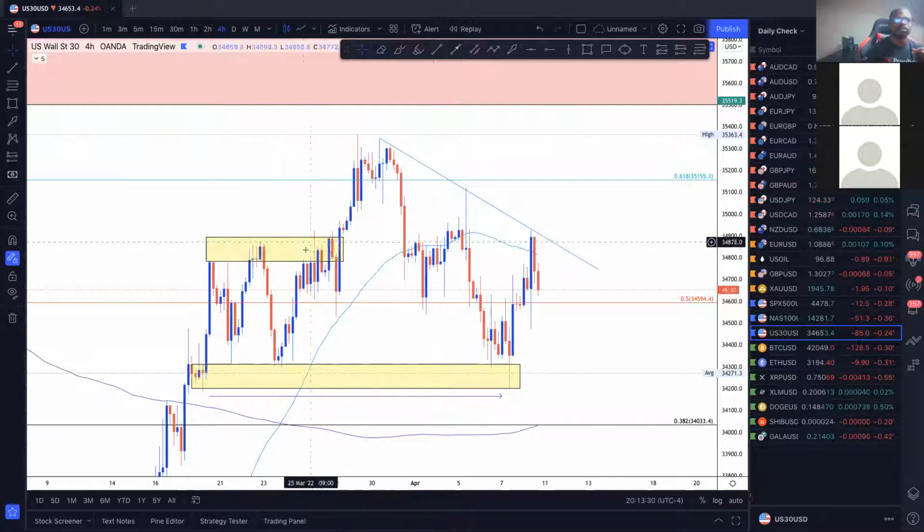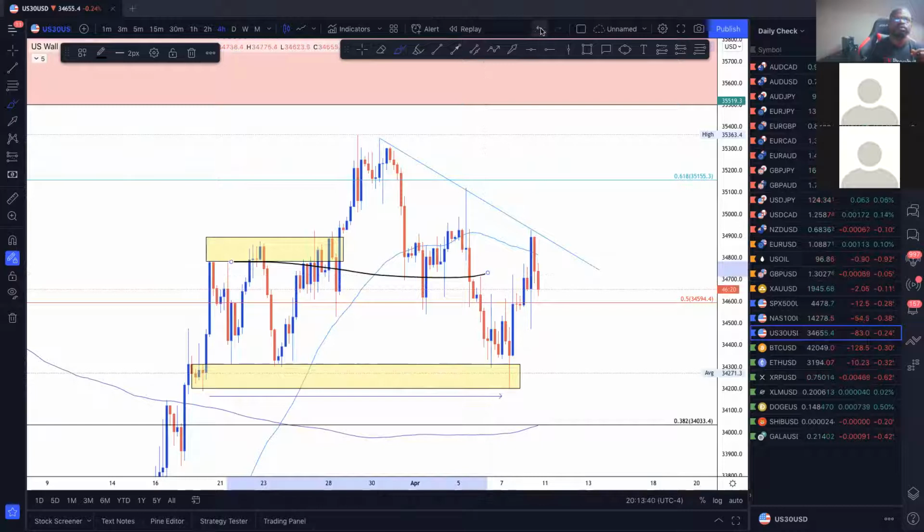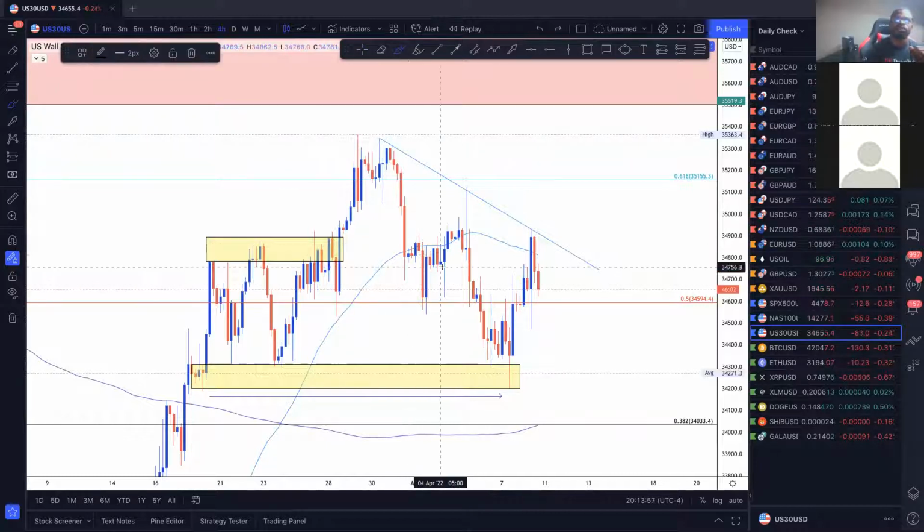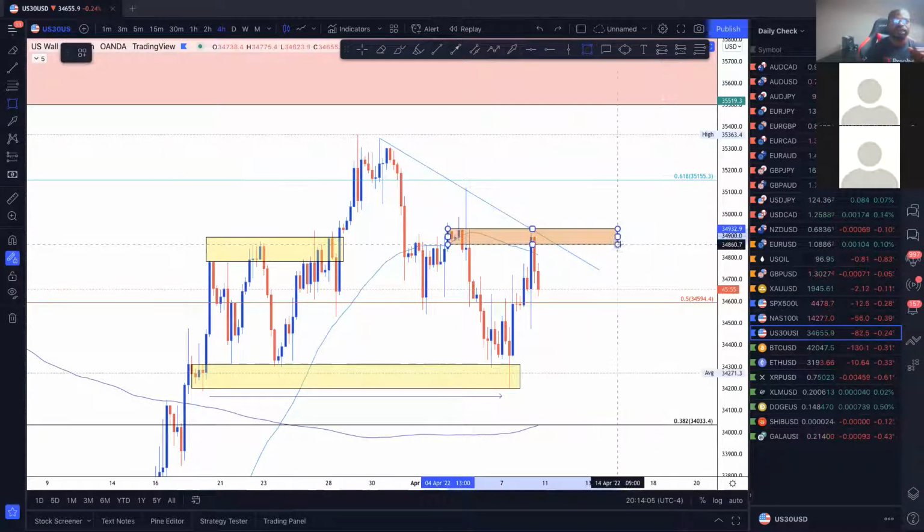Okay, so this pretty much created a structure here in this area. After it broke through, it pulled back to retest this structure here. Now it looks like it's headed back down. Do you guys see this double top here? All right, so that's what price pulled back to retest, this area where we had that double top.